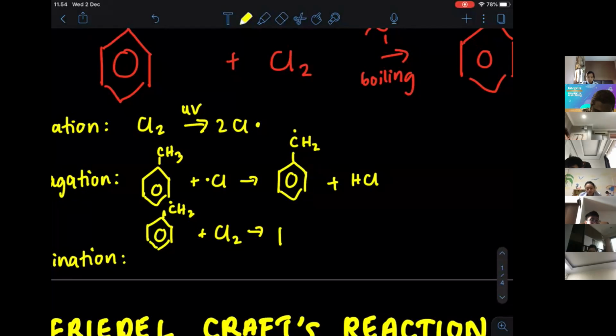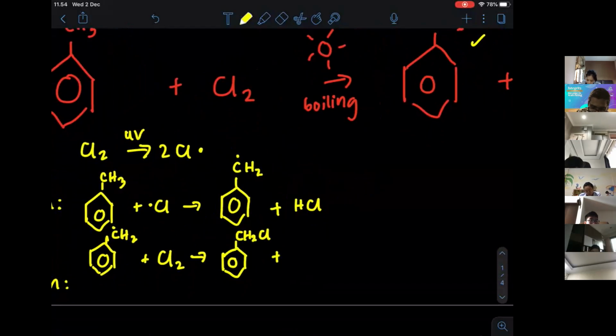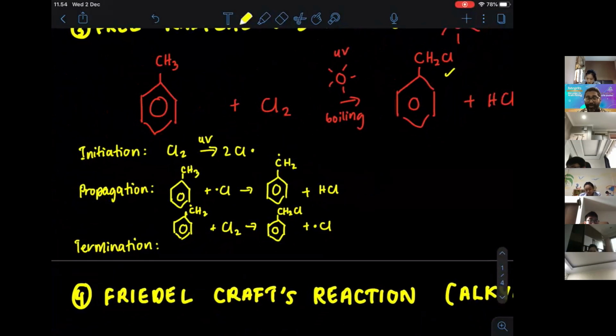So what is the neutral molecule that we are going to talk about? It is going to be CH2Cl. The Cl will go in, like what we want to see over here. Plus, there's going to be another free radical being formed. So that is the essence of propagation. Propagation means you're continuously producing free radicals.